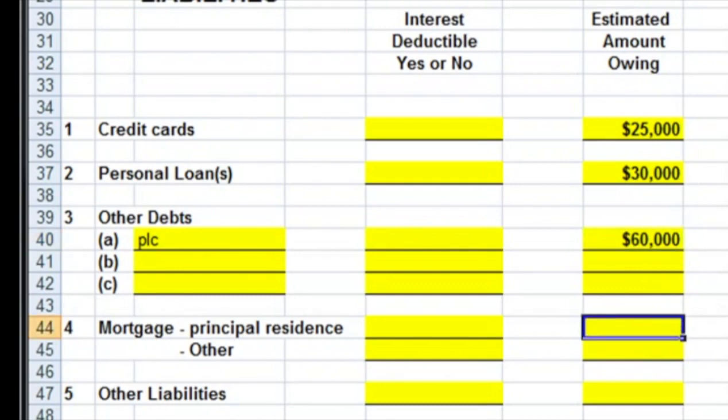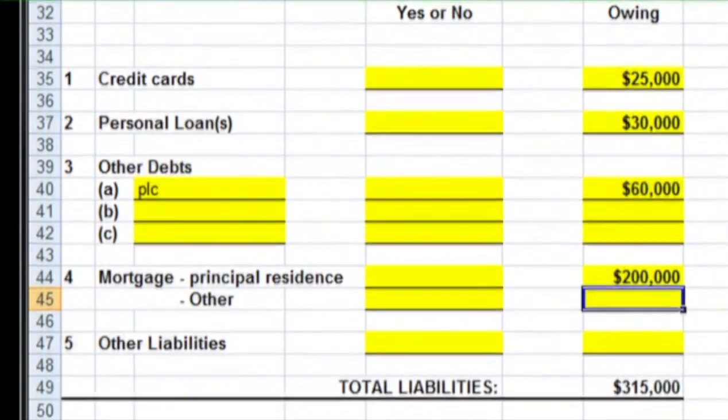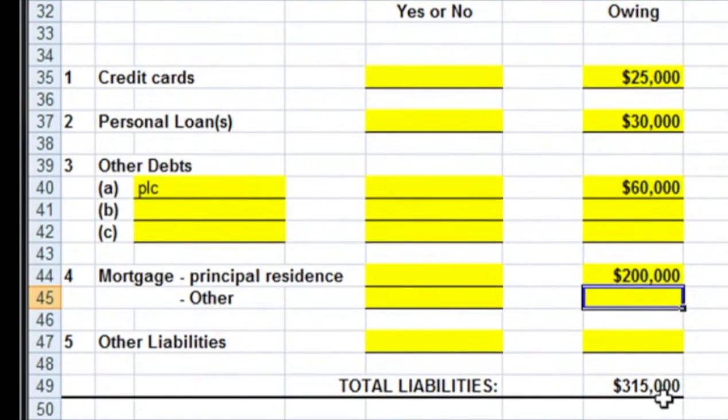In terms of the mortgage on their principal residence, we're going to assume that that's $200,000. And you can see the total here. By the way, you should watch for other types of debts. For example, there could be things like property taxes overdue. There could be things like dental bills or any other types. And we're going to assume that they have $10,000 of some of those other costs.